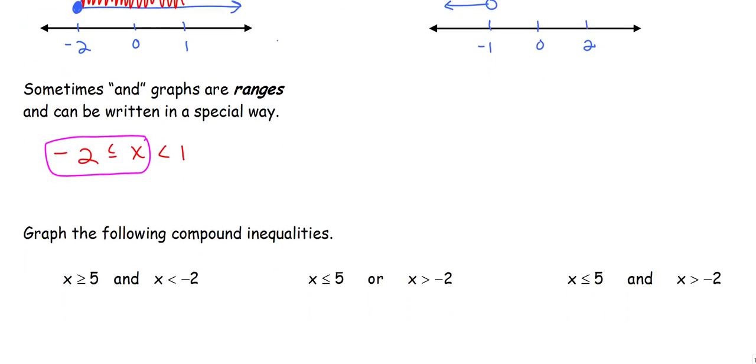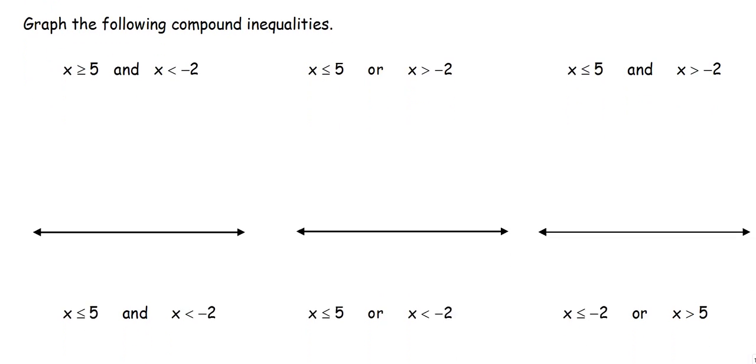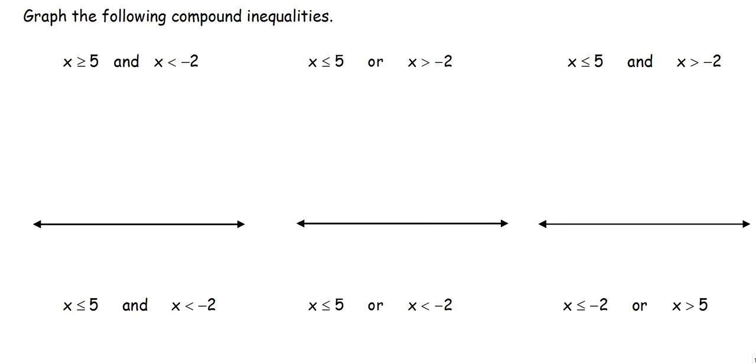So let's go ahead and practice this some more. Look at different circumstances. I've got x is greater than or equal to 5, and x is less than -2. So we've got a -2 and a +5.